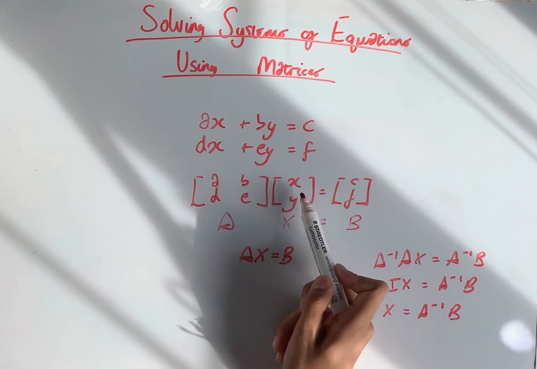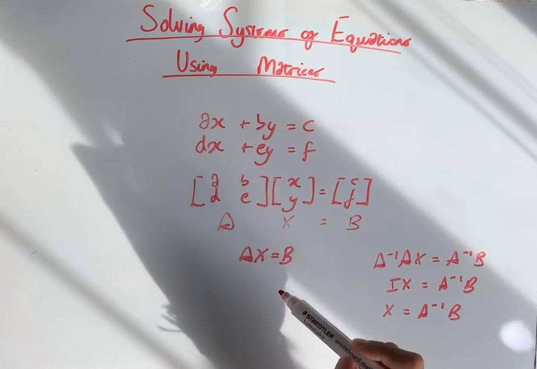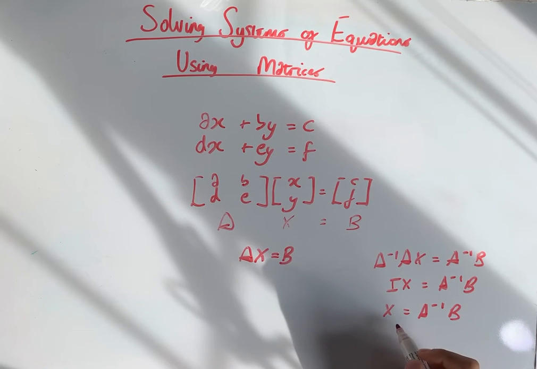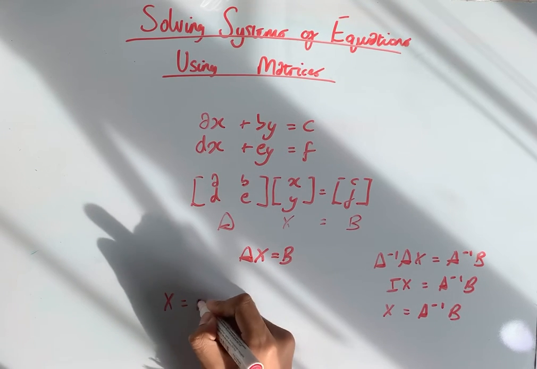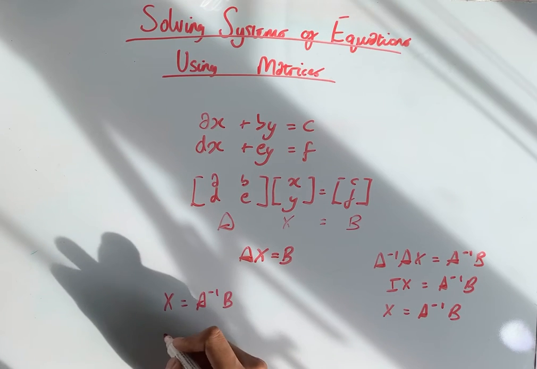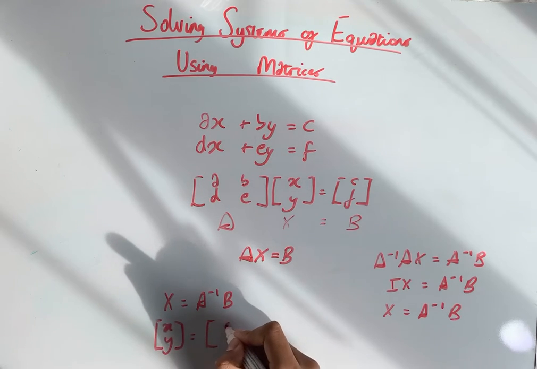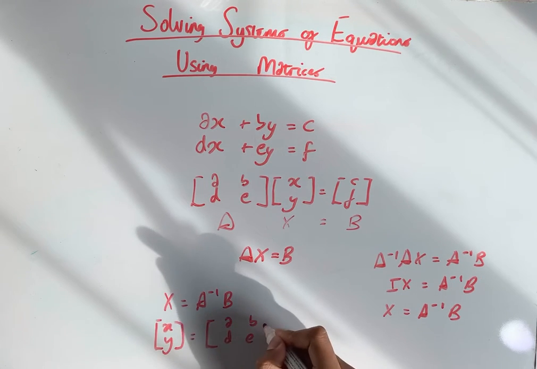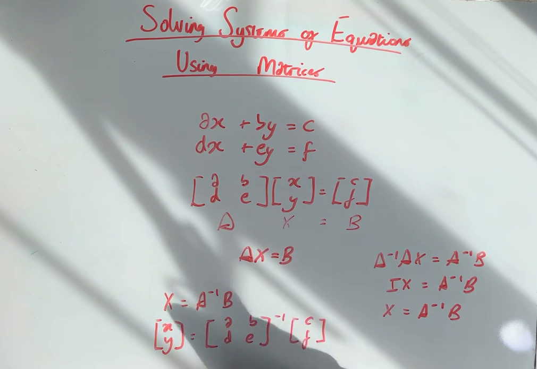Here, X represents our matrix, or in this situation, a vector, which represents our two unknown variables, which means we can find our two unknown variables, our X vector, by simply calculating A minus 1 multiplied by B. Which means X equals A minus 1 multiplied by B. So (x, y) equals the matrix (a, b; d, e) to the power of minus 1 multiplied by the matrix (c, f). This calculation, therefore, gives us the solution to the system.